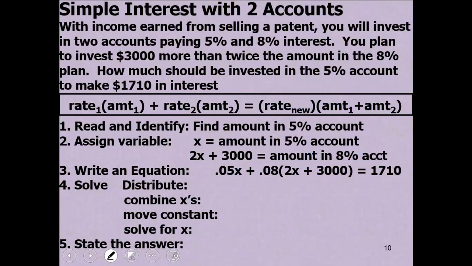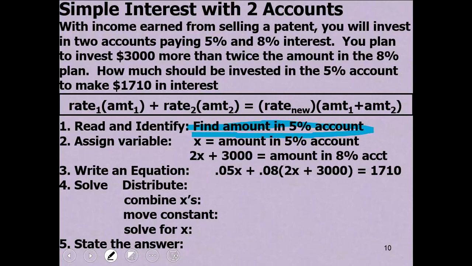Let's try this one. I've helped set it up for you. With income earned from selling a patent, you will invest in two accounts paying 5% and 8% interest. You plan to invest $3,000 more than twice the amount in the 8% plan. You're going to be risky. You're going to put more in that 8% plan. How much should be invested in the 5% account to make $1,710 in interest? So we're going to find the amount in the 5% account.